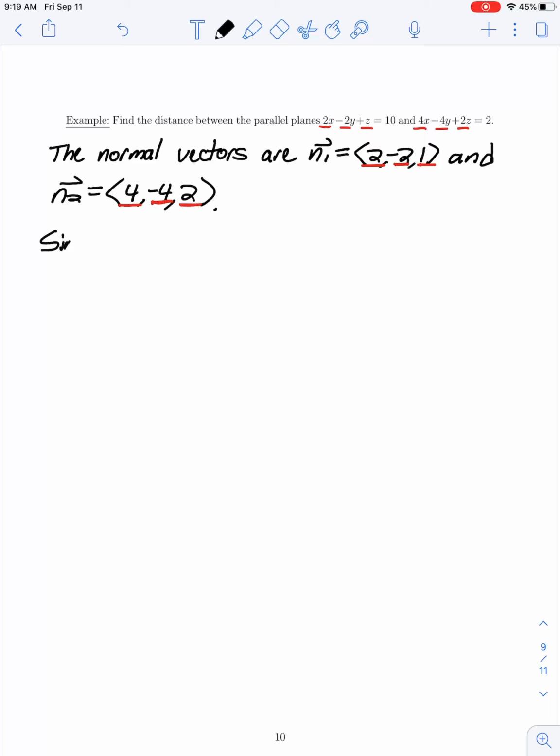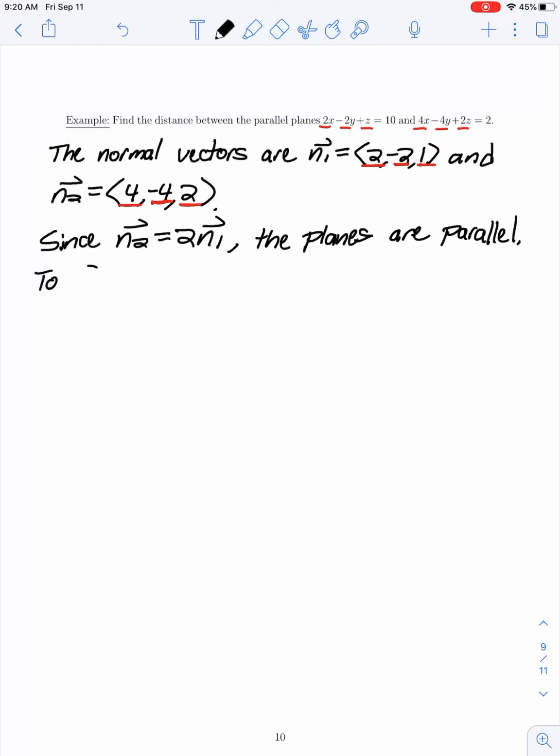So we can say here, since the vector n2 is equal to twice n1, the planes are indeed parallel, since these two normal vectors are parallel. So to find the distance between parallel planes, we could choose any point on one of my planes and then find the distance from that point to the other plane.